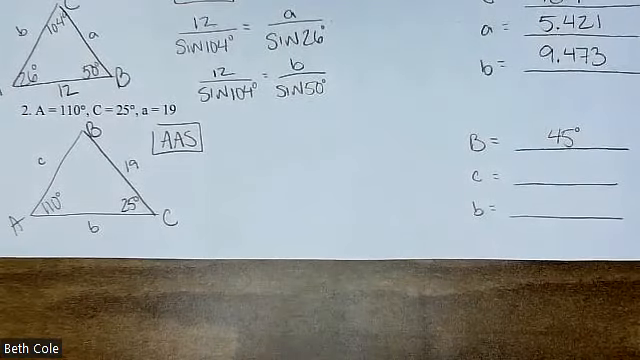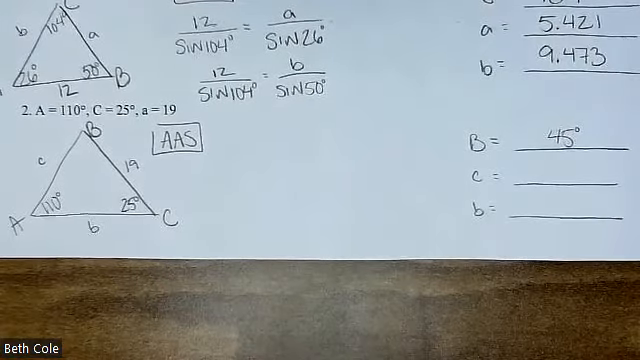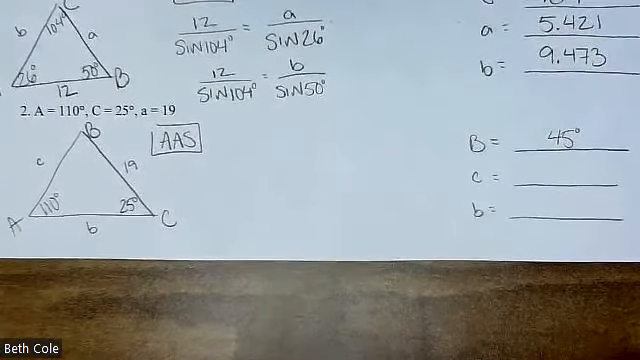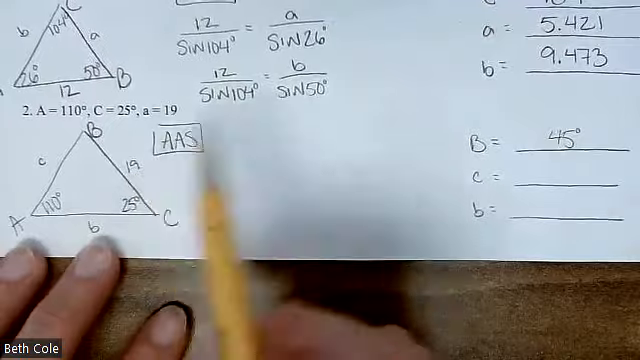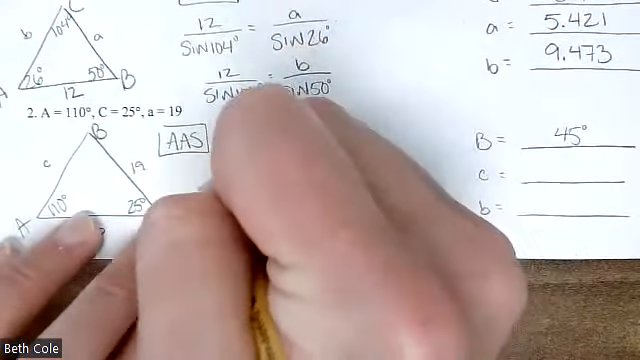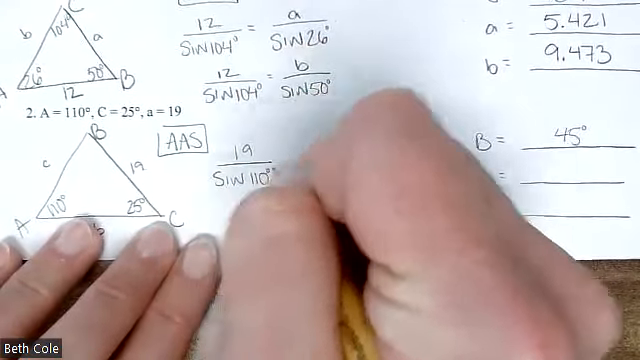So you need a side across from an angle. So look at your triangle. Do we have a side across from an angle? I mean, we will, because otherwise you can't do the problem. But do you see how these are across from each other? All right, so it'll be 19 over sine of 110.